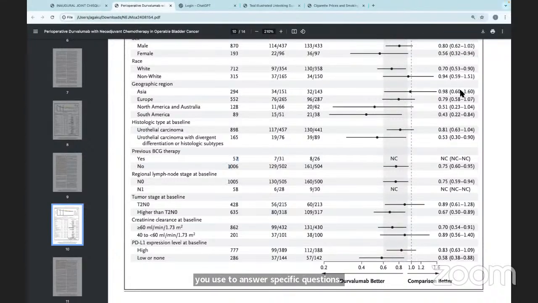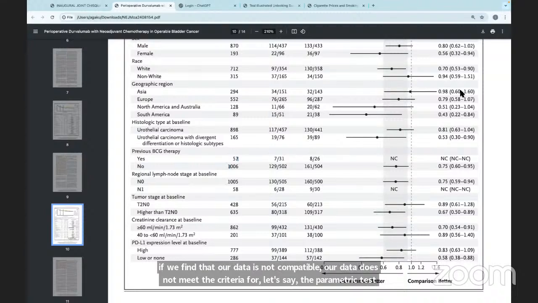Yeah, thank you for that. For this type of analysis, do we have to first of all run the normality test? And maybe if we find that our data does not meet the criteria for, let's say, the parametric test, do we have another version of survival analysis that can deal with non-parametric data?